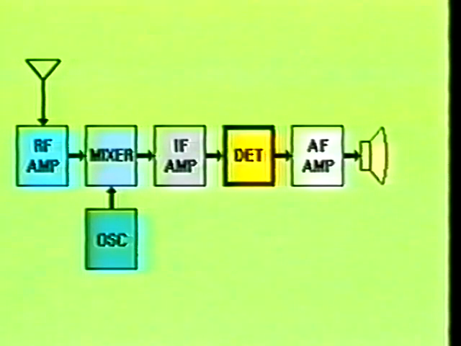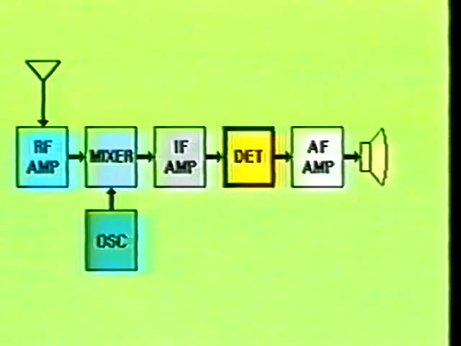From here, the IF signal is fed into the detector stage, where the carrier wave is separated from the audio information. Only the audio information is allowed to pass through this stage. Finally, the audio signal is again amplified by the audio frequency amplifier stage to a level sufficient to drive the speakers at the output of the system.